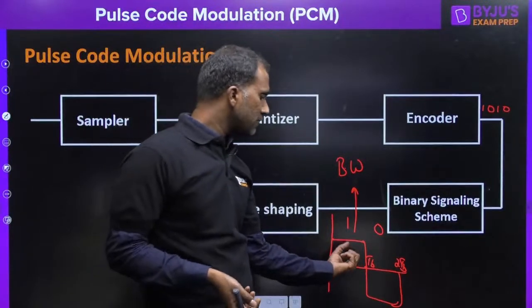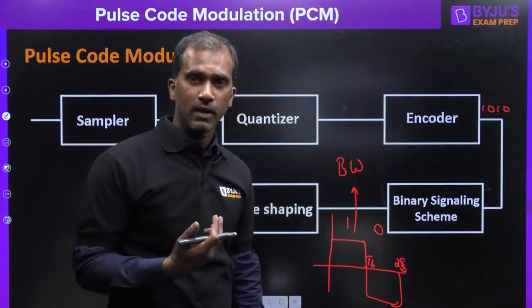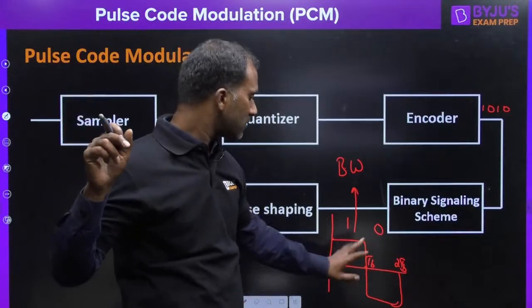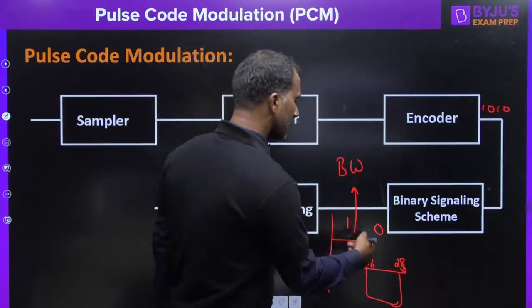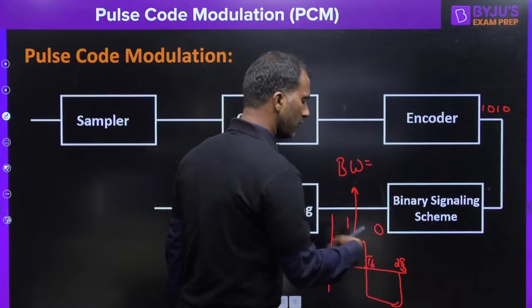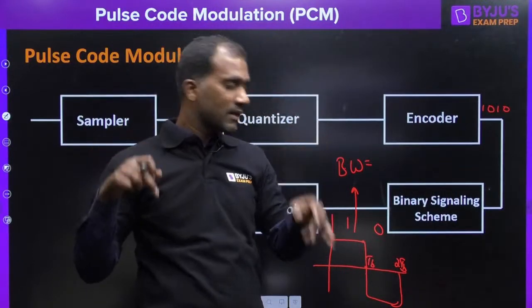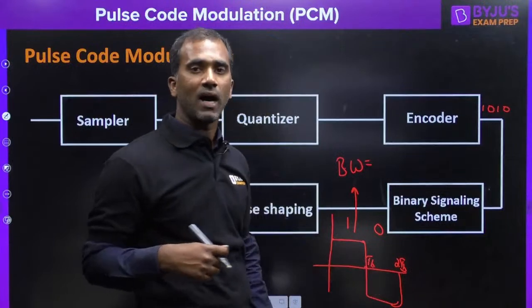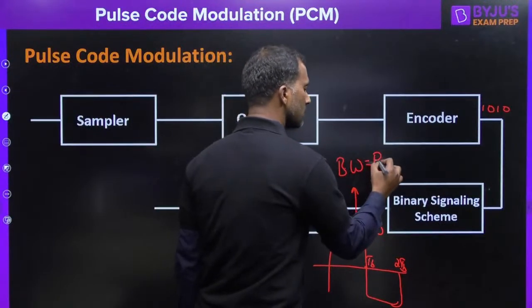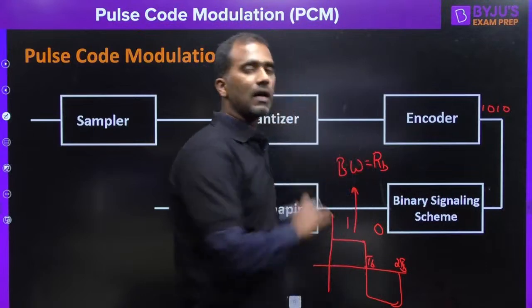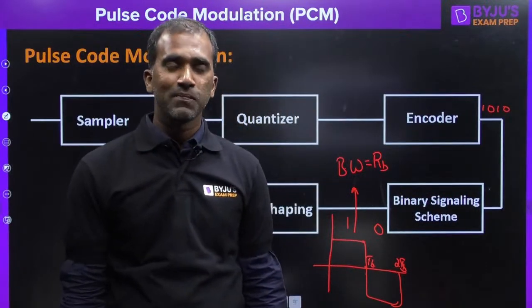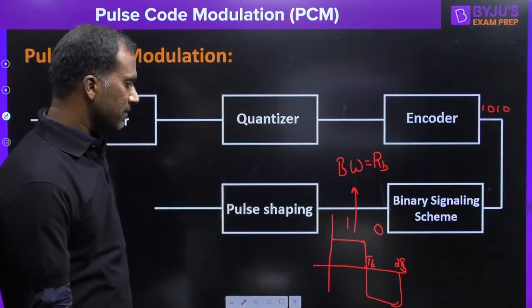If you find the Fourier transform of a rectangle pulse, it will be a sinc function, and using that sinc function, you can find the bandwidth of this rectangle pulse. You'll get a sinc function with a null point at 1 by TB, which is RB, the bit rate. So the bandwidth of this rectangle pulse is RB. Okay, right.